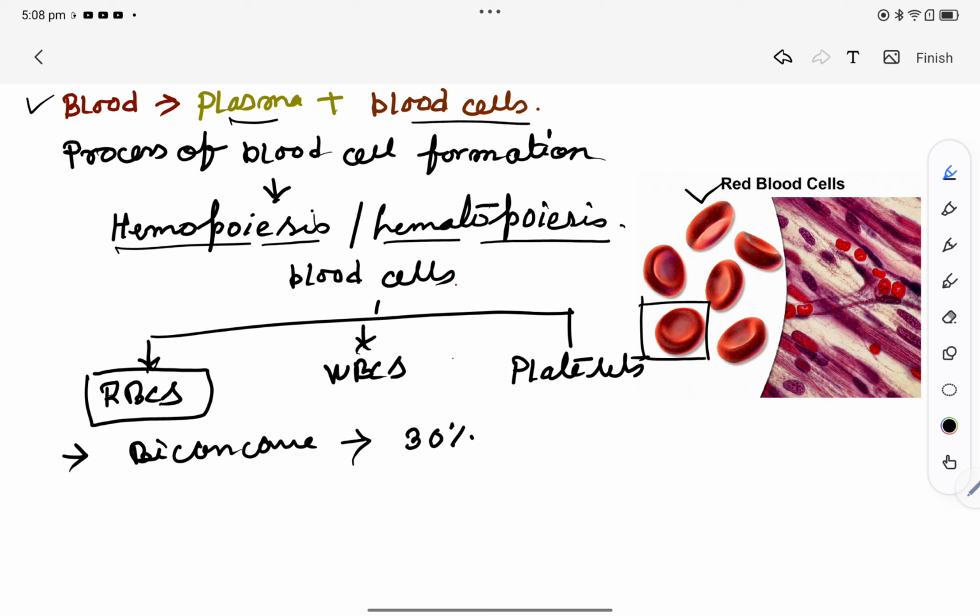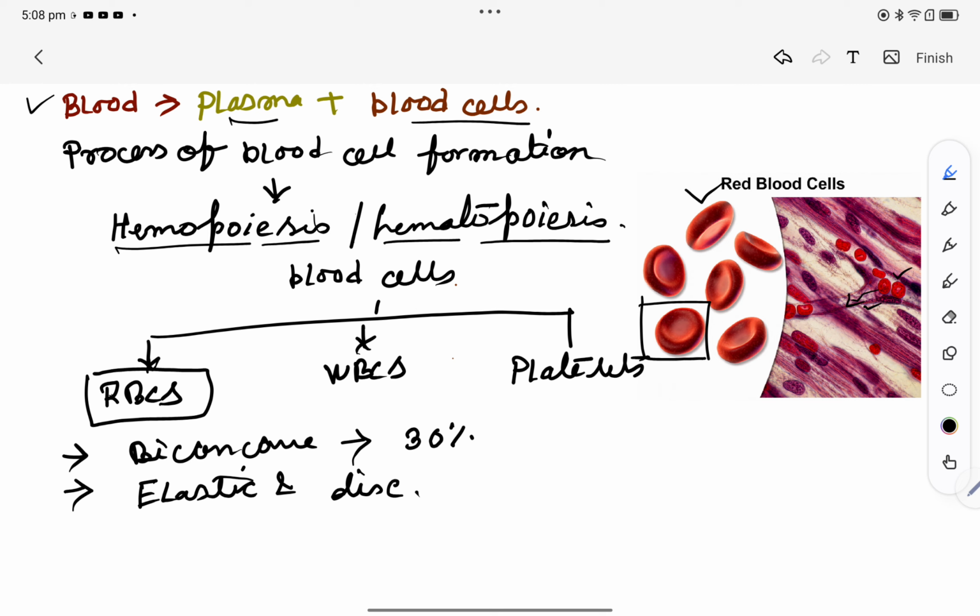Now they are elastic and disc-like. Due to this feature, elasticity and disc-like shape, it helps them to bend their structure and twist through blood capillaries. As we can see here, this is a blood capillary and they are flowing through this blood capillary very easily, because they can twist their shape.